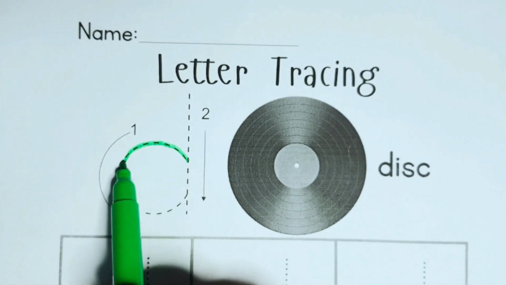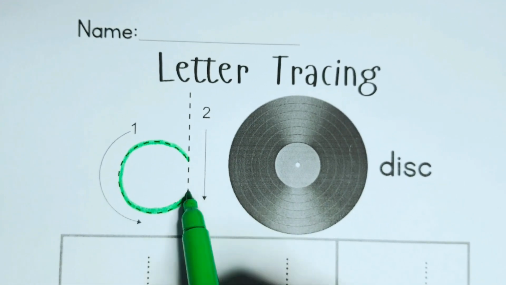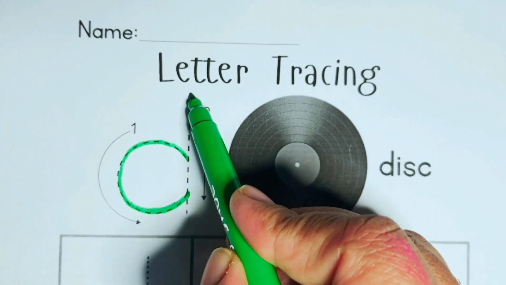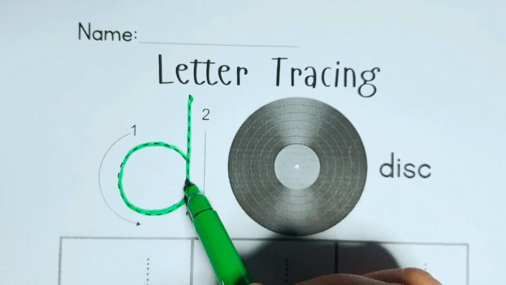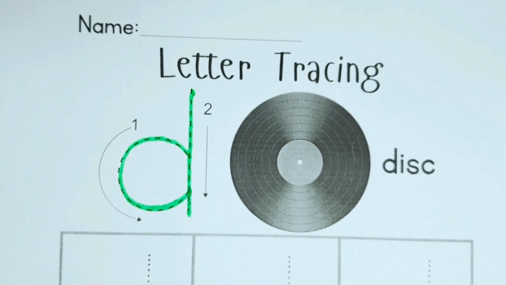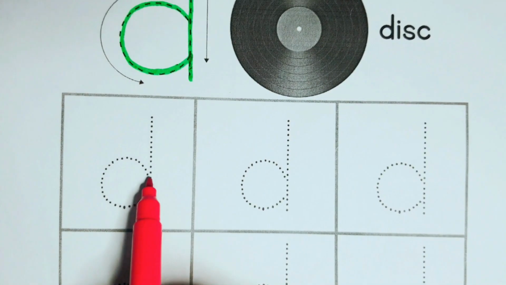Let's practice. First, start with a small curve like a C. Then, starting from the top, draw a straight vertical line down to the right side of the circle until it touches the bottom line. Letter D. Let's trace letter D.